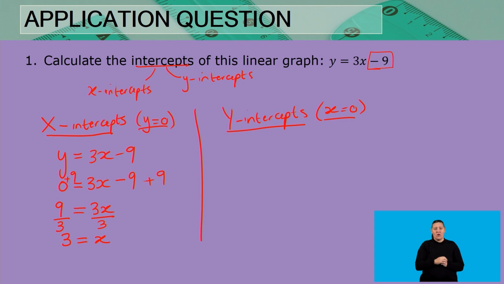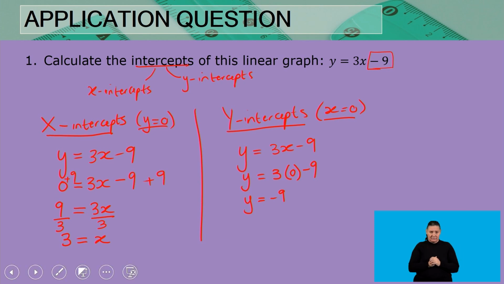So you can either take it from our equation if the equation is in standard form, or we can calculate it. And now taking it from y is equals to 3x minus 9, we are going to substitute 0 in the place of x, since we know that x is equals to 0. And of course, 3 multiplied by 0 is 0. We are only left with a negative 9. And that is the value of our y-intercept. So we have calculated the intercept of that linear graph. Let's move on to our next question.